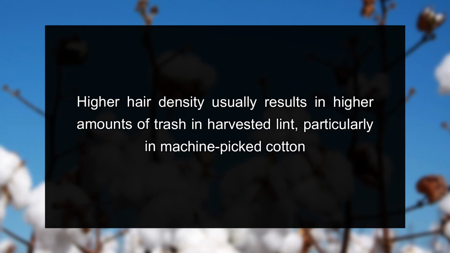Leaves of most cultivars have hairs. Hair density varies by species and variety. However, 20 to 22-day-old leaves have the highest hair density. Leaf hairs start falling as they age. Higher hair density usually results in higher amounts of trash in harvested lint, particularly in machine-picked cotton.